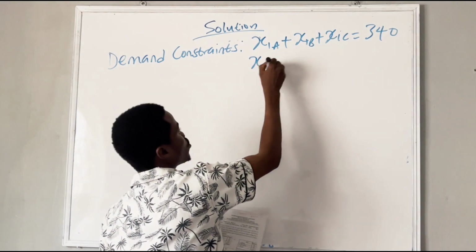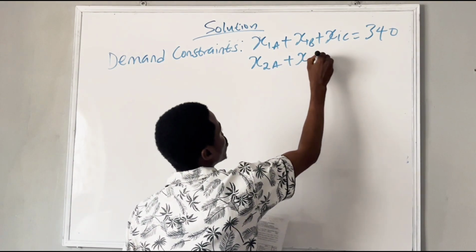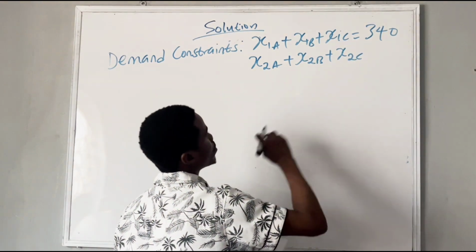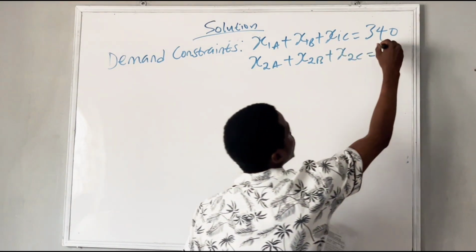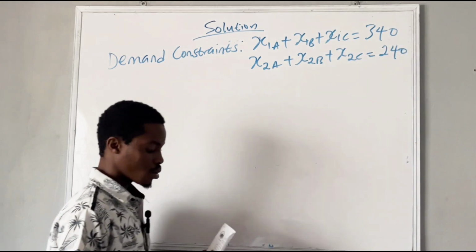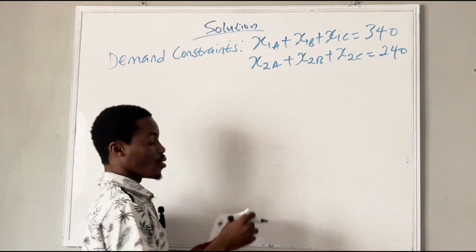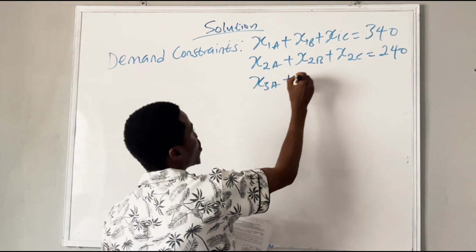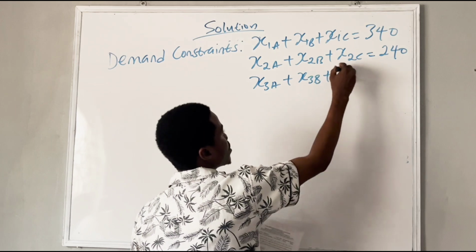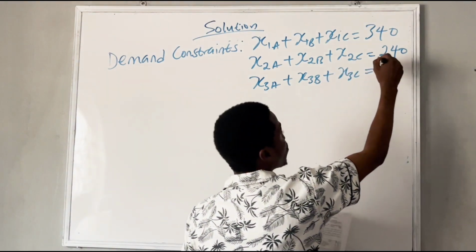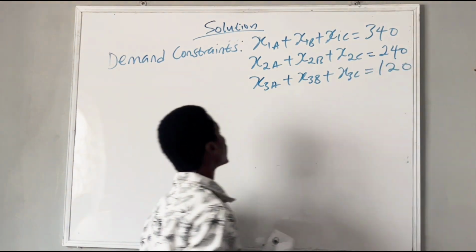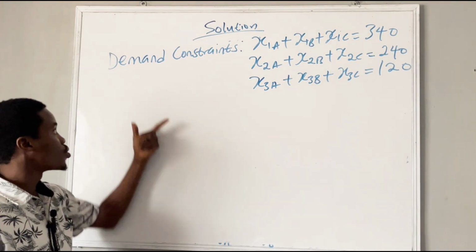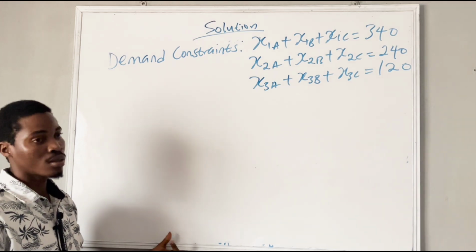We now have x2a plus x2b plus x2c is equal to 240. Then on Lagos, we have a demand of 120 tons. So we now have x3a plus x3b plus x3c is equal to 120. So this is the demand constraint. Since we have our supply constraint already, the demand constraint will be underneath the supply constraint.